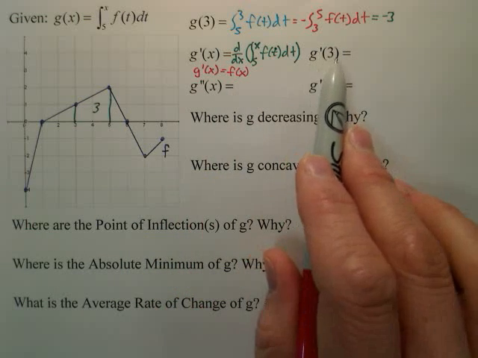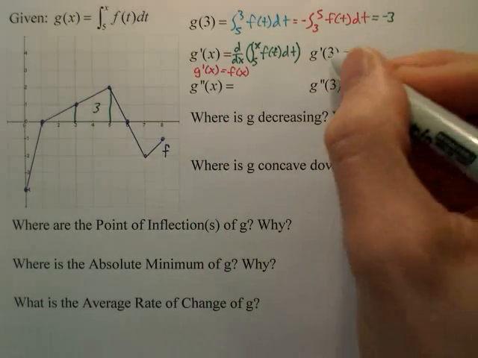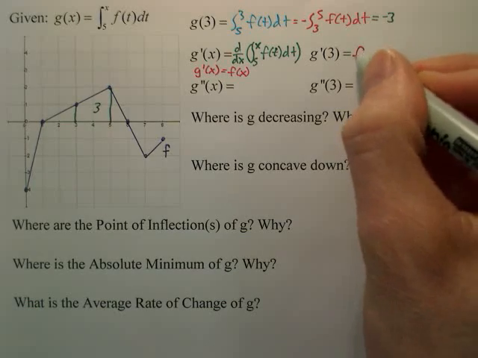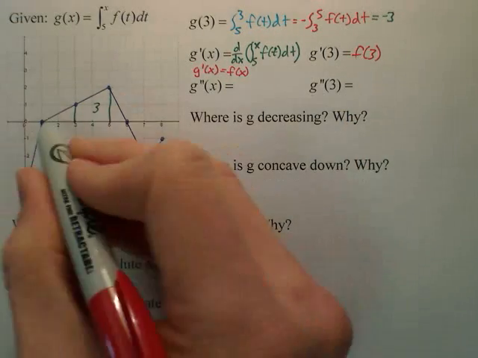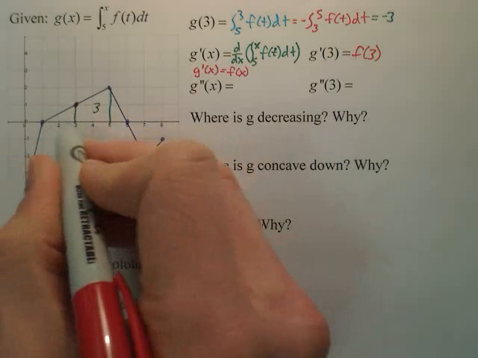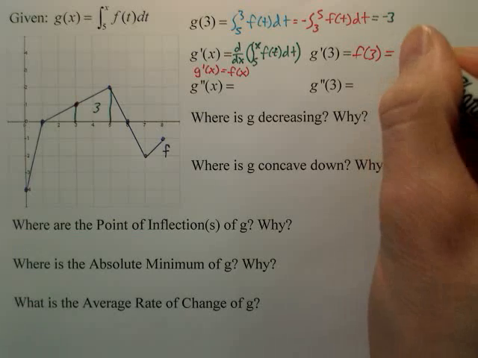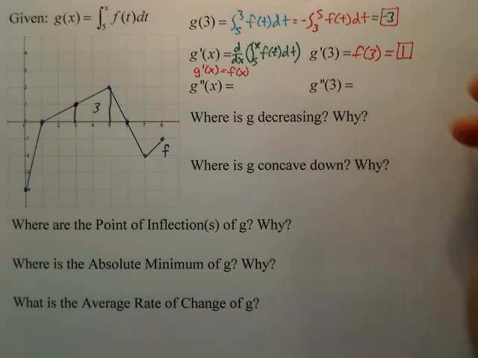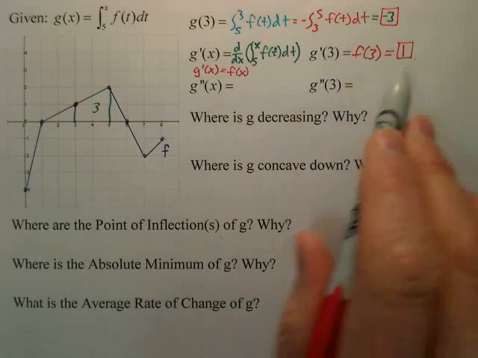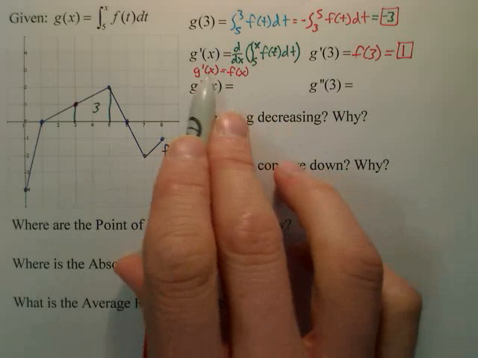So if I want to find g prime 3, well, that just means, if g prime equals f of x, g prime 3 is simply going to be f of 3. And f of 3 is simply that dot right there. So at 3, the function f is 1. It is 1 high. There's my answer. Now, that was negative 3. So it's pretty simple, as long as you know this thing right here. This is the building block for the whole entire problem. Very important.